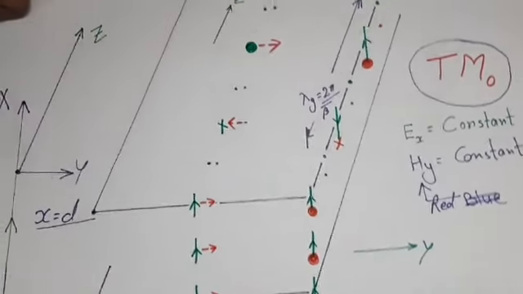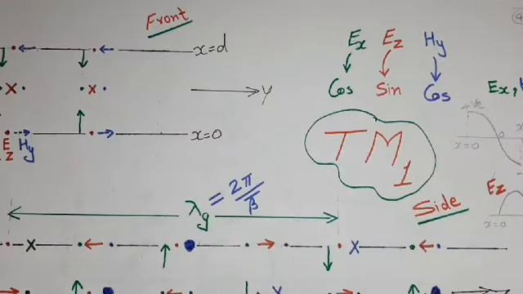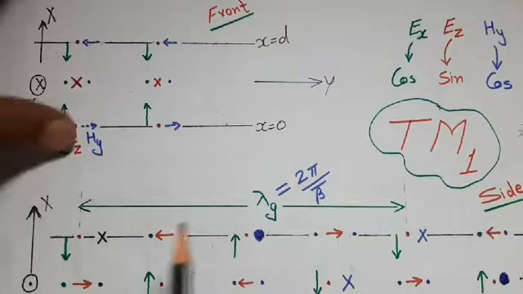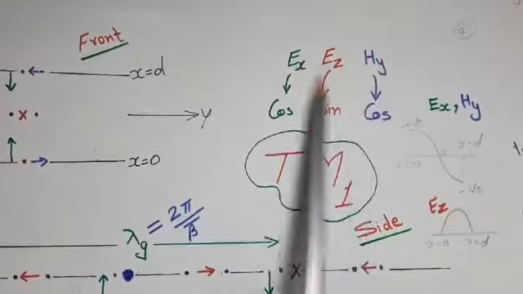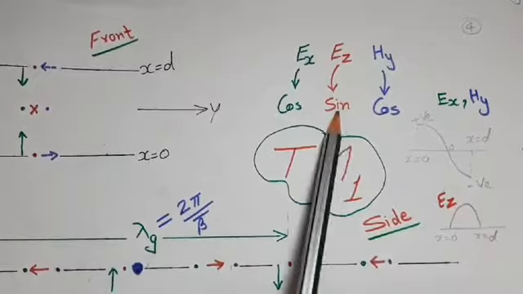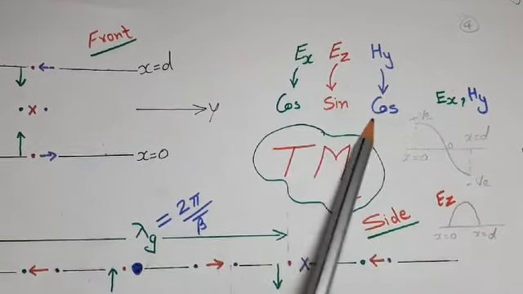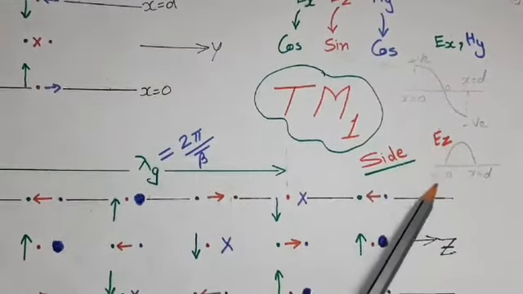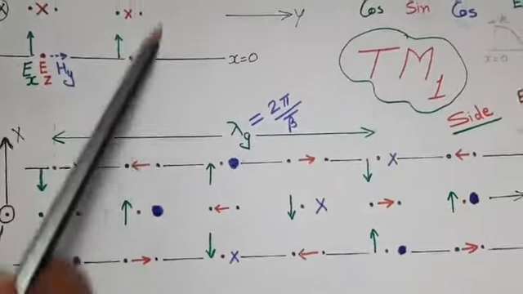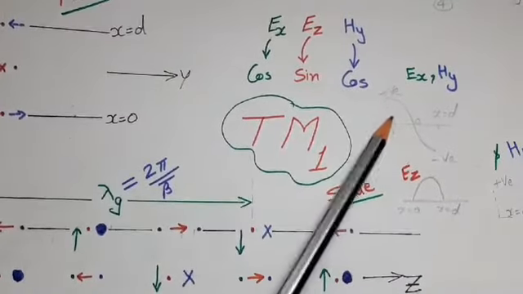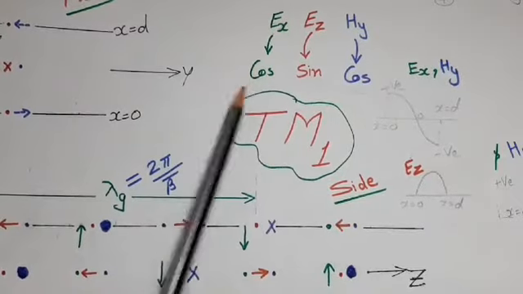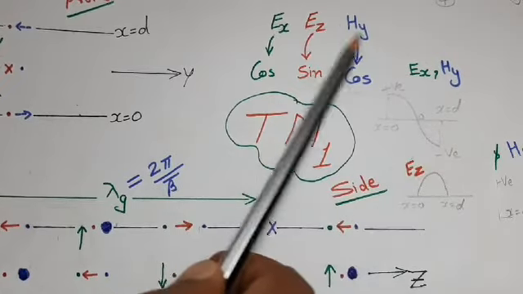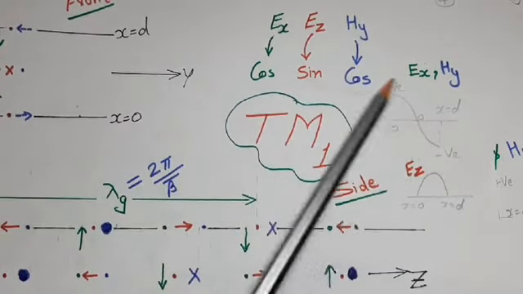Now come to the TM1 plot. This plot we will draw in front view and side view separately. This is a TM mode, that's why Ex, Ez, Hy will exist. Ex is cos, Ez is the tangential component of the electric field, that's why sine, and Hy is cos. As for m is equal to 1, only half cycle of field variation takes place in between the planes. So this shows that the Ex component will have cosine variation in the x direction, the Ez component will have sine variation in the x direction, and the Hy component will have cosine variation in the x direction.